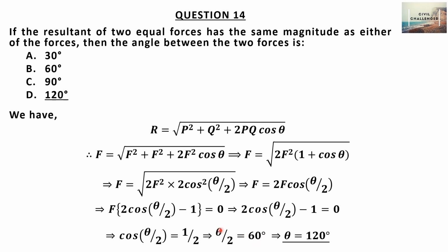Okay, the general solution is different. Since our possible values for angle is in between 0 and 180 degree, we can say that theta by 2 is equal to 60 degree, and simplifying, we will get theta as 120 degree. Therefore the correct answer is option D. So try to study this or memorize this result. If the resultant of two equal forces has the same magnitude as either of the forces, then the angle between the two forces is 120 degree.